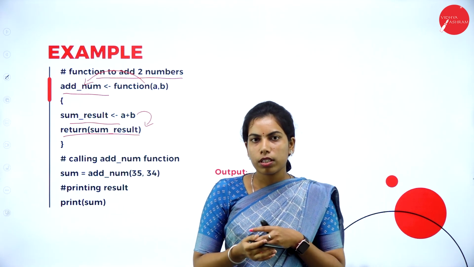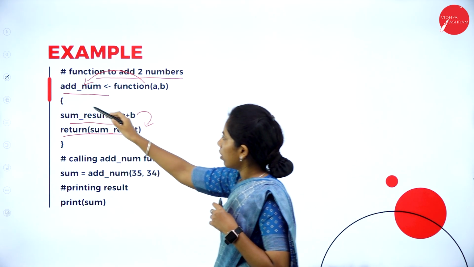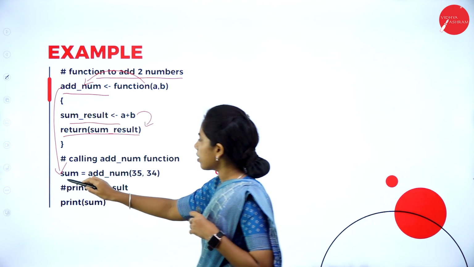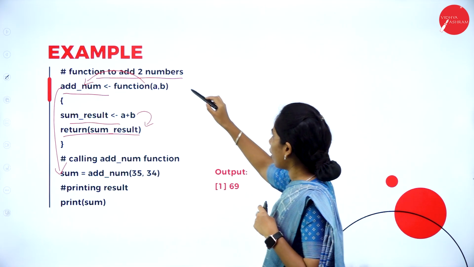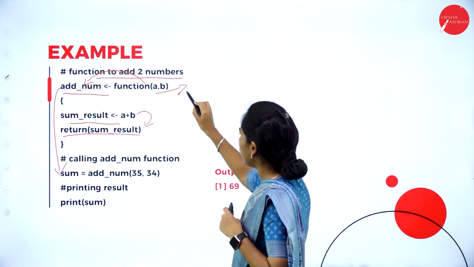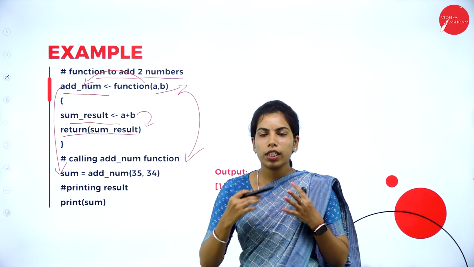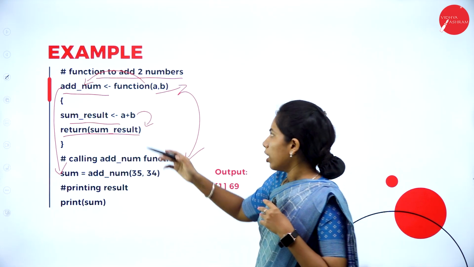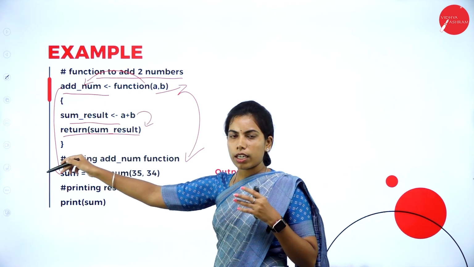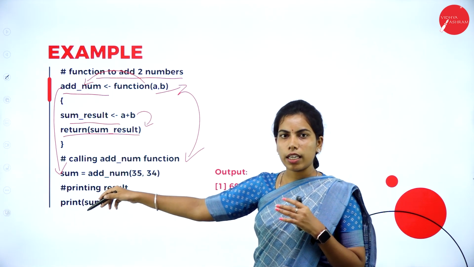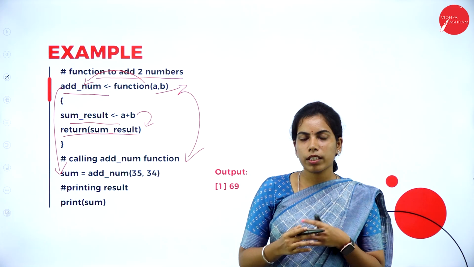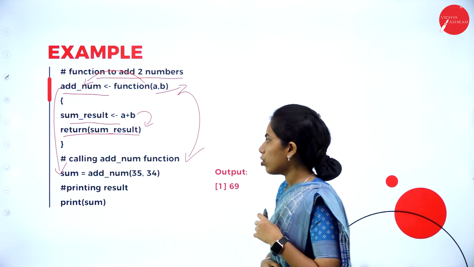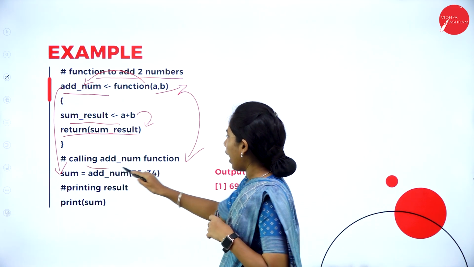Whenever we close the function, we can create a call: sum is equal to add number of 35, 34. Why? Because after declaring the function, you have to call that function. Then only it will be executed. If you create only the function block and don't call that function, it will not execute. It doesn't create any error, but there is no output displayed. That's why you have to call the add number function.